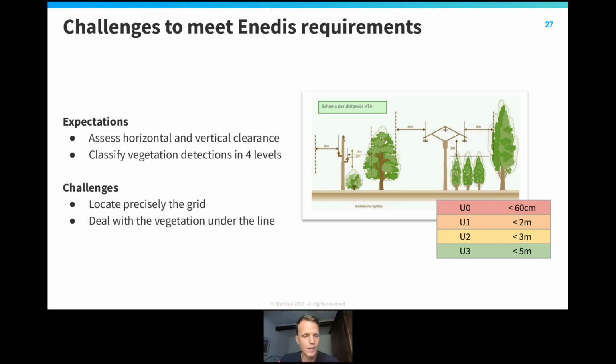The next challenge is classifying the vegetation which is underneath the line. Satellites are very good at horizontal distance, but it is not so easy to assess the vertical distance. There are some solutions though. Don't hesitate to ask questions if you're interested in this. We created with Enedis a special category for vegetation which is under the line.